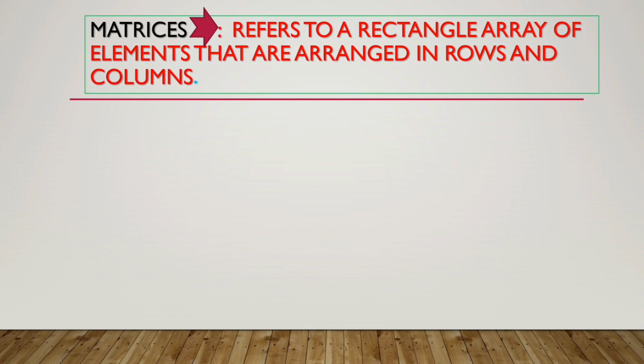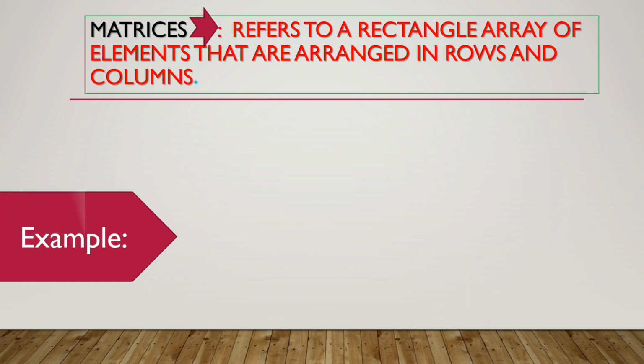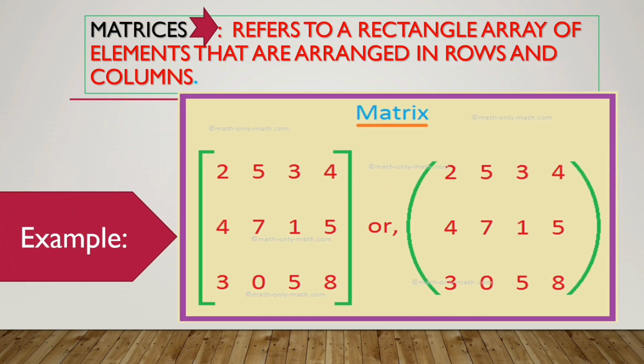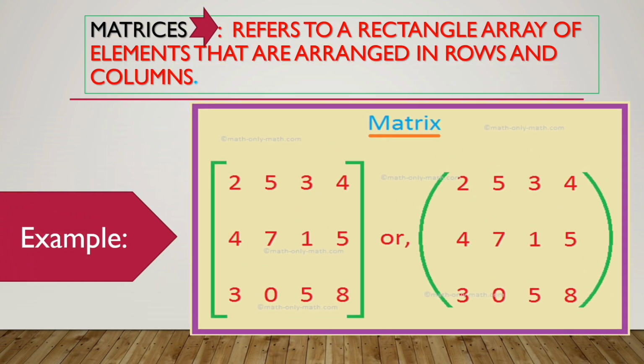By definition, matrices refers to a rectangular array of elements that are arranged in rows and columns. Let's take an example. This is a matrix that has 4 columns and 3 rows. Let's show you row and column.